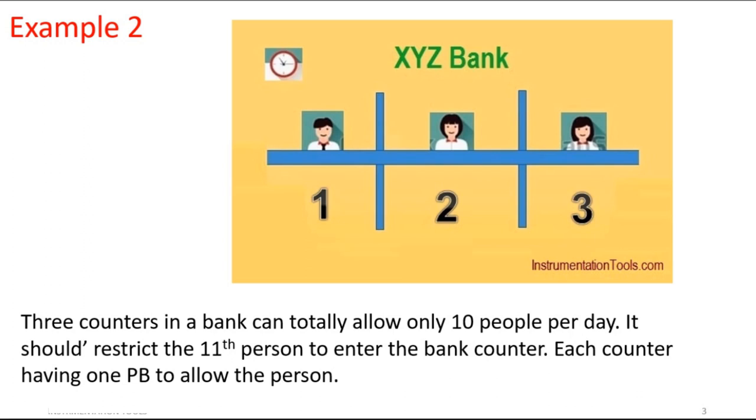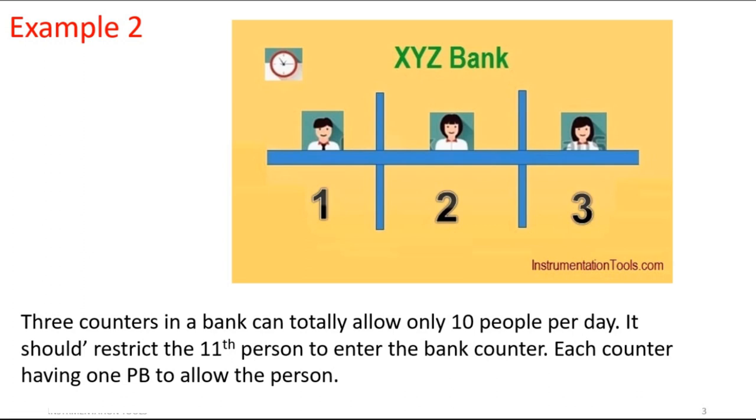So this is the second example for the counter concept in CX Programmer. Let's read this. 3 counters in the bank can totally allow only 10 persons per day. It should restrict the 11th person from entering the bank counter. Each counter has one PB, push button, to allow the person. So on the whole, only 10 can enter the counters of the bank.